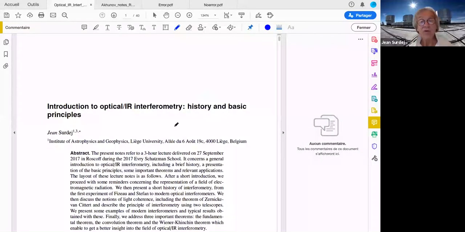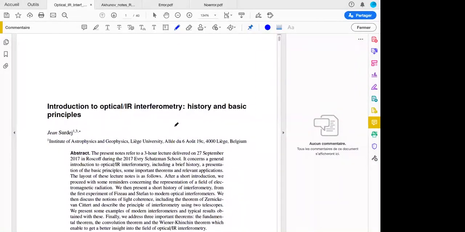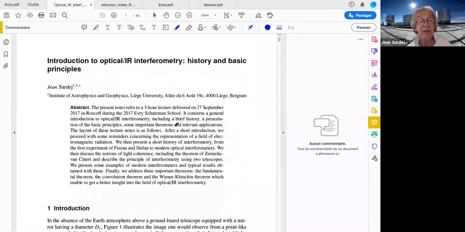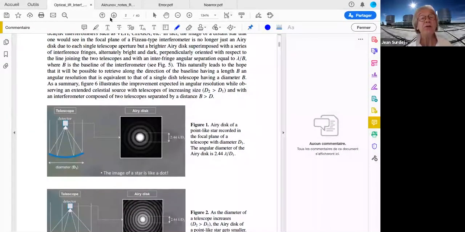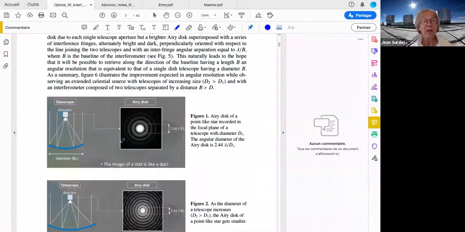So to all the participants, this is a PDF file that you could get access to, and it presents the lecture notes. I will just go through a few of the pictures. The first picture shows a single aperture telescope, and it is very disappointing. Suppose that I'm above the atmosphere of the Earth, and looking at a distant star.